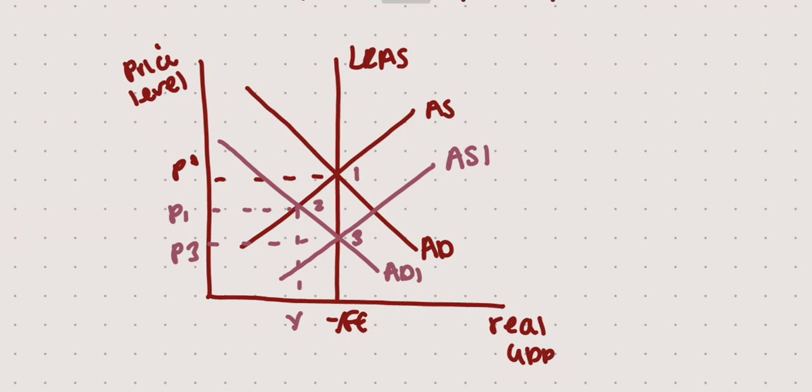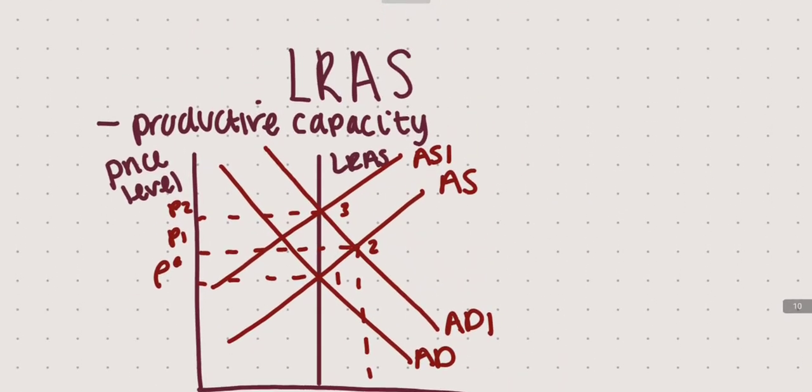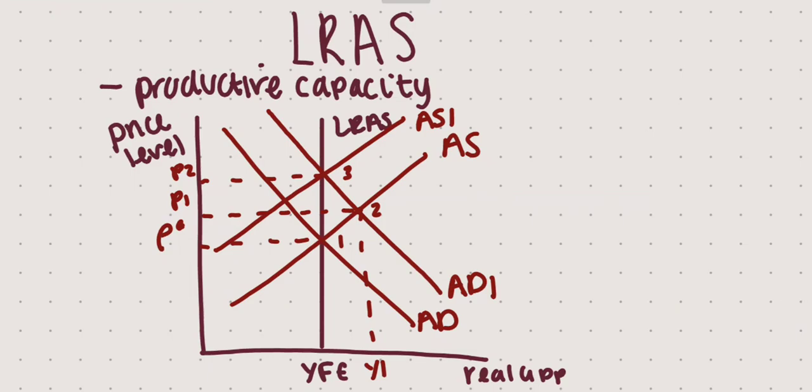And that, in essence, is a graphical proof to show the classical economists' theory that we always self-correct. And so I hope this video was useful and the concept makes sense.